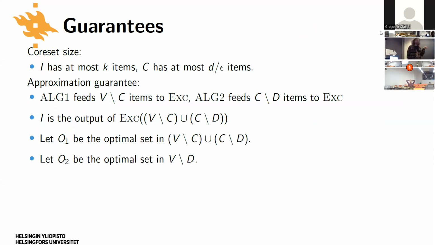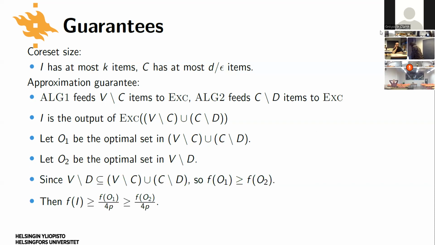Now, let's write O1 to be the optimal set in B minus C union C minus D, so what we're feeding into it, subject to the constraints. And then let O2 be the optimal set of B minus D. So this is actually what we want to find. And now, if you look at these two sets, this set is larger than this set, which means that f(O1) is better than f(O2). Okay, so we get that f(O1) is better than f(O2).